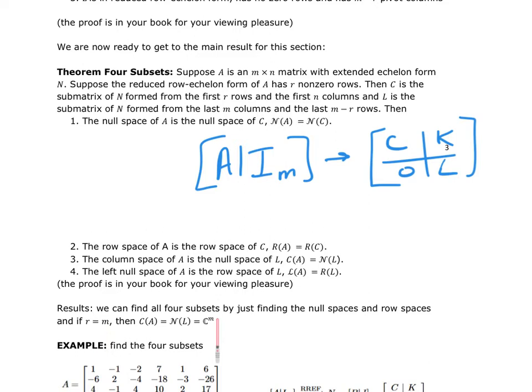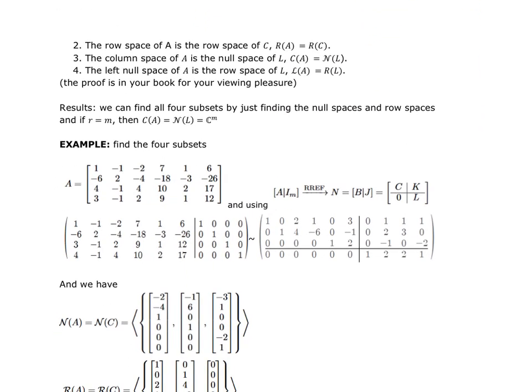So what that means is that we can find all four subspaces by taking my matrix A, augmenting on my identity matrix, and then what shakes out is all of the four subspaces. So let's go through an example here. Here's my matrix. I'm going to augment on my identity matrix, and then I'm going to reduce to row echelon form. Again, I have 1, 2, 3, 4, 5, 6 columns. So I go over 6 columns.